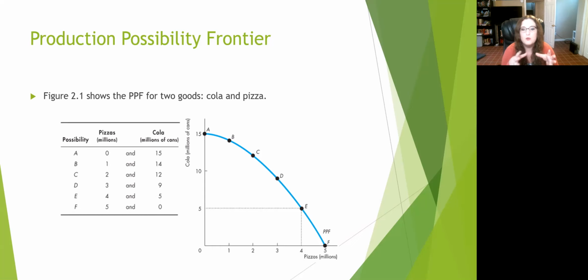Instead, we might want some sort of possibility that's in between the two, where we have some soda and we have some pizza. Now, you'll notice that this curve bows outwards, right? It's not a straight line between 15 million cola and 5 million pizza. Instead, it's a bowed line.